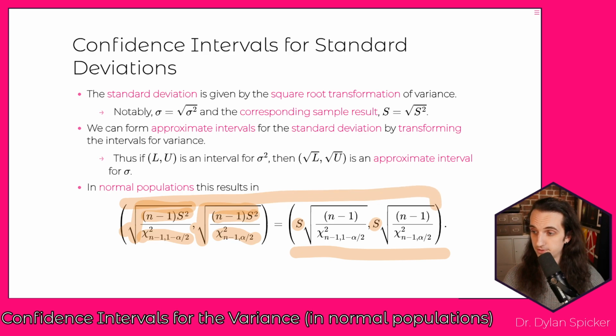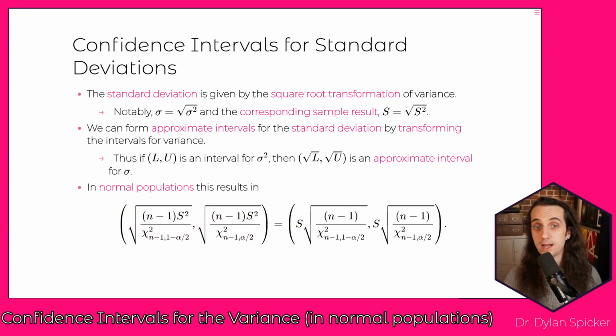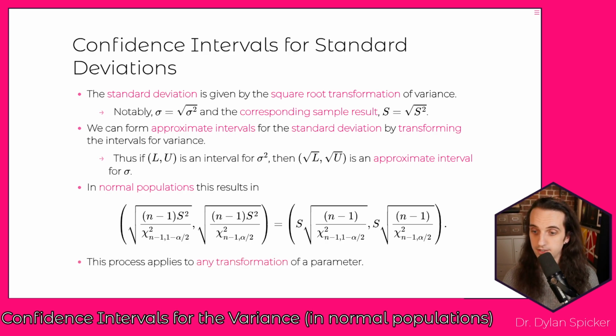So all we've done here is we've said, well, we have a valid interval for the variance. What happens if we just square root this interval? And that's going to be a common way of getting the confidence interval for the standard deviation.